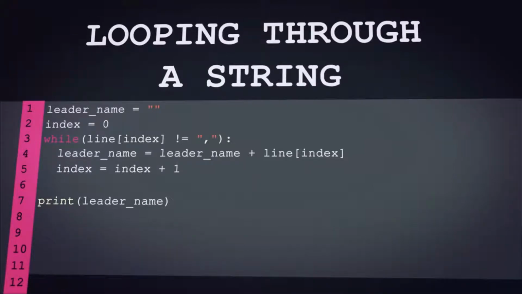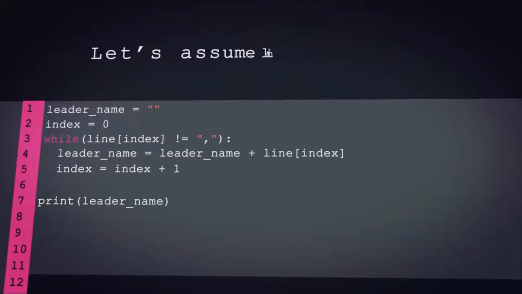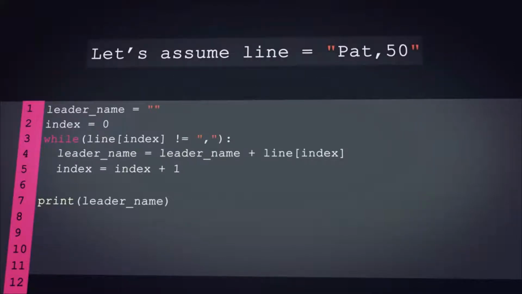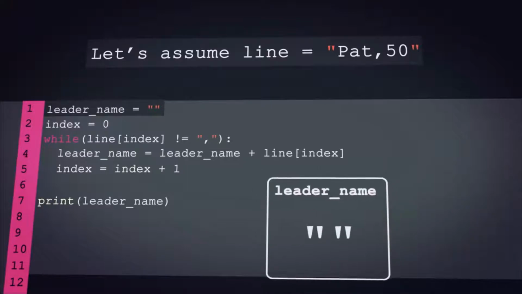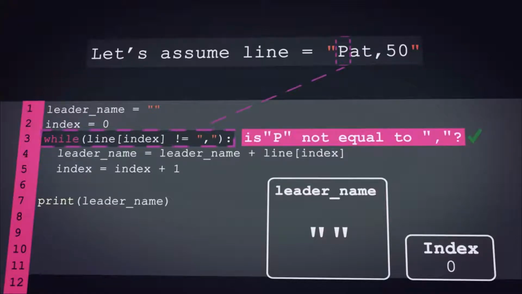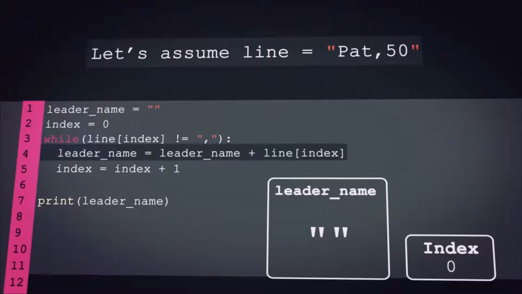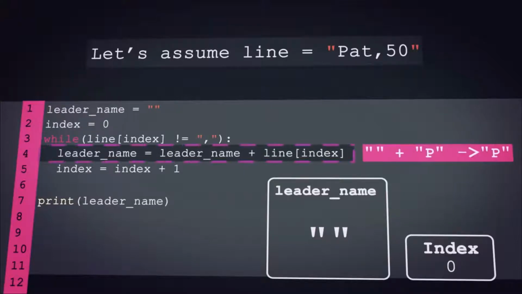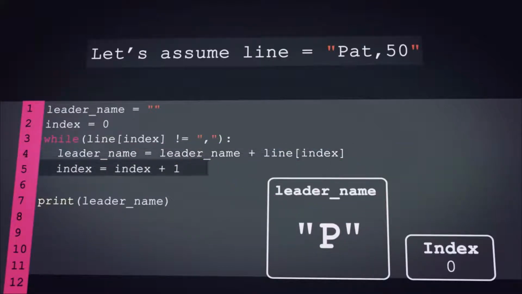So looping through a string. Let's assume line equals pat, comma 50. So first of all, leader name is going to be blank. Index equals 0. So line index 0 is going to get your p. So p is not equal to comma, so we're going to enter the while loop. It's going to take the leader name and add to it p. So blank plus p equals p. Then we're going to increment index by 1.